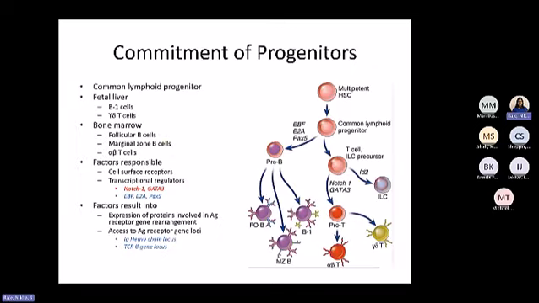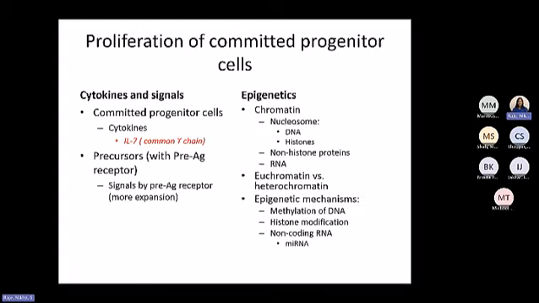So again, for commitment, the factors that are responsible are cell surface receptors and the transcription regulators that determine whether these lymphoid progenitors will become T, B, or NK cells or innate lymphoid cells. Once the commitment has occurred, there is proliferation of the committed progenitor cells. Important signals that help in proliferation come from cytokines, for example IL-7, which has the common gamma chain. IL-7 is an important cytokine that helps in proliferation of the cells.